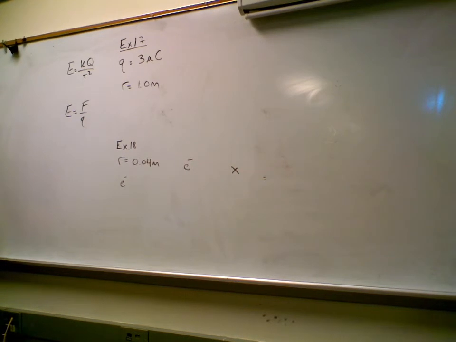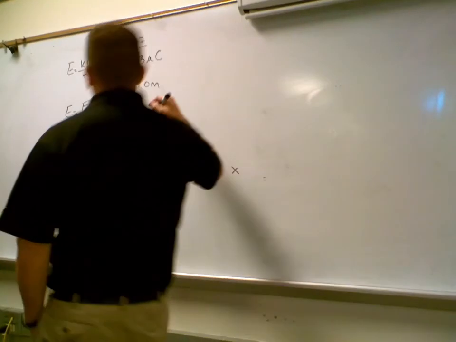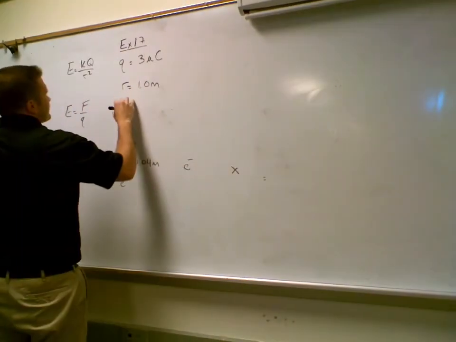kQ over r squared, right? We should use kQ over r squared because they're asking for the electric field created by the charge. Okay? So then I can plug in what I know. We know k is always 9 times 10 to the 9.